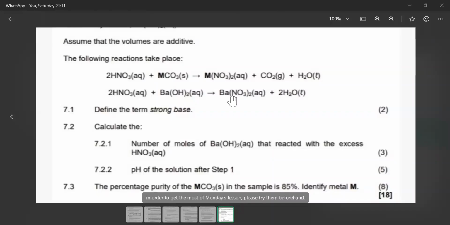Now, next they say to us, the percentage purity of the metal carbonate, which is a solid, in the sample is 85%. Okay. Identify the metal M. Well, that's fine. So how can we identify the metal M? What is the most important thing that we need to find in order to identify the metal? Can anyone tell me? You can just turn on your microphone and tell us. What is it that you need to calculate in order for us to be convinced that metal M is this?